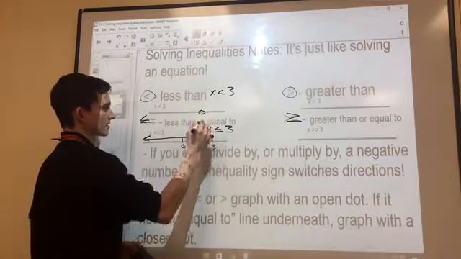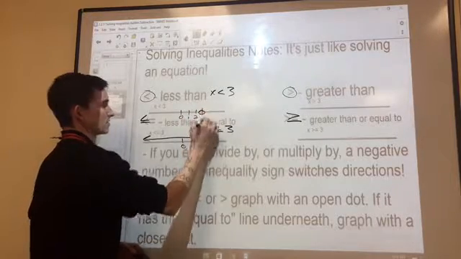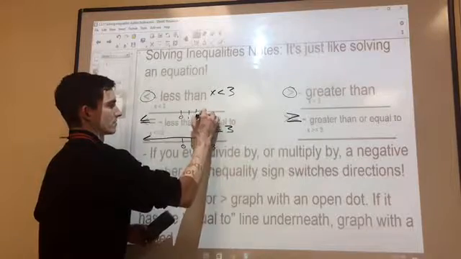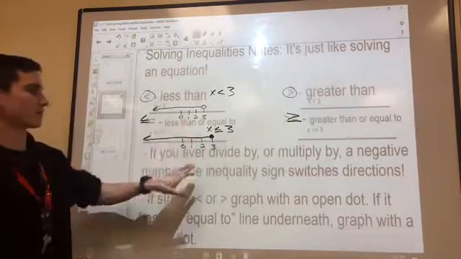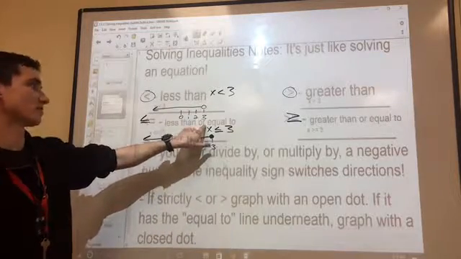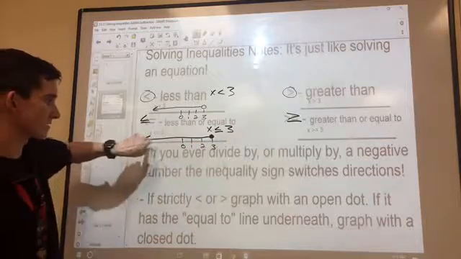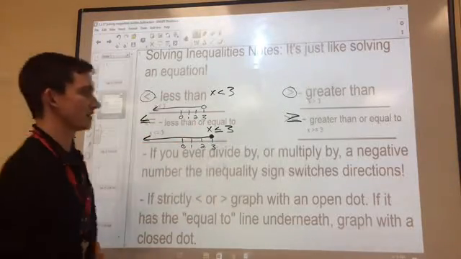I guess I shouldn't have erased that. 0, 1, 2, 3. And notice this one is open on 3 because x cannot equal 3. So x is strictly less than 3. This one is x is less than 3 or equal to. And that's why it's closed with that equal to part.